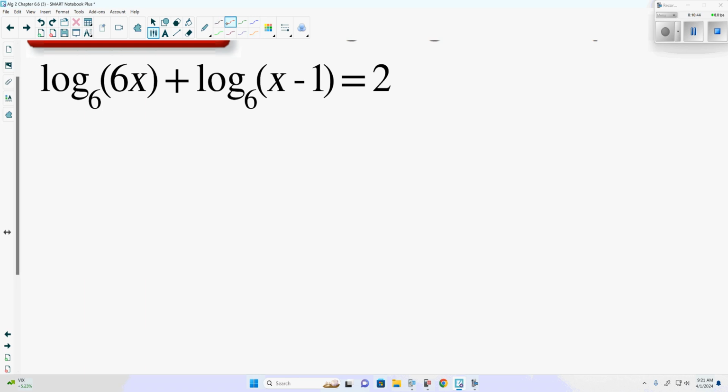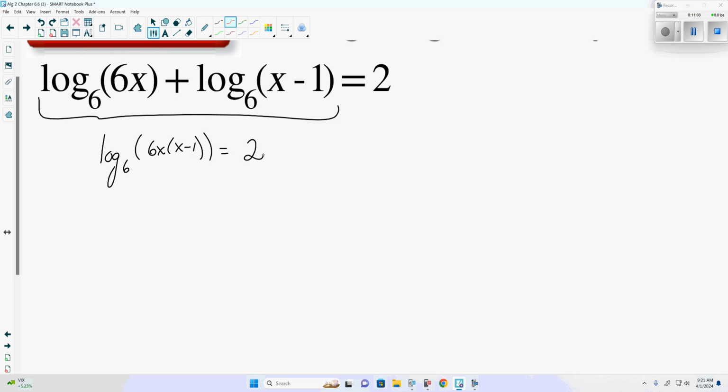If we look at the next one, log base 6 of 6x plus log base 6 of x minus 1 is equal to 2. Well, the first thing we need to do is rewrite these as a single log. Because if we have two logs with the same base being added together, we can rewrite them as a single log with what's inside being multiplied together. So our log base 6 of 6x plus log base 6 of x minus 1 is the same as log base 6 of 6x times x minus 1.